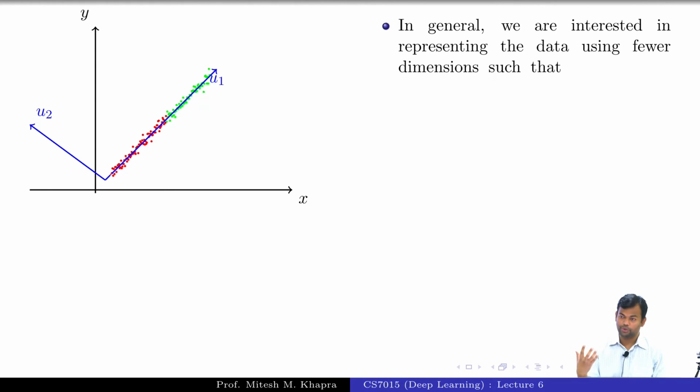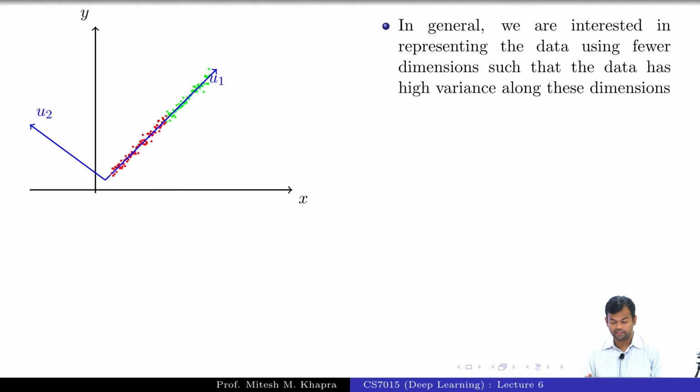So you would not want to use that entire n-dimensional data where you know that there are some columns along which the variance is very small. So you want to represent the data with fewer dimensions such that the data has high variance along those dimensions, okay? Now let me just clear a confusion here. I am not saying that you take your n-dimensional data, find the variance across each of these dimensions, and then throw away the columns which have the lowest variance.